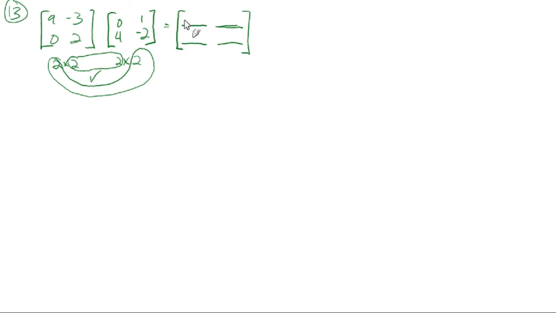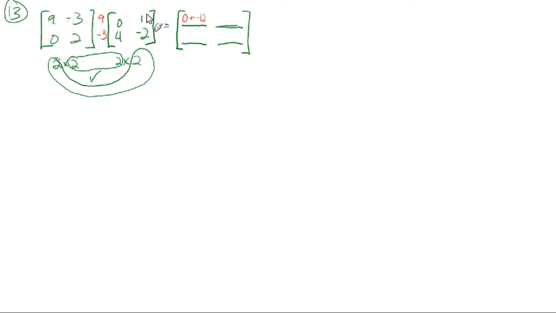Okay, so we want to fill this in. This is the first row and the first column. So the first row times the first column. We're going to take that first row and rotate it to the right: 9 and negative 3. We're going to do 9 times 0, which is 0, plus negative 3 times 4, that's negative 12. Plus a negative 12.